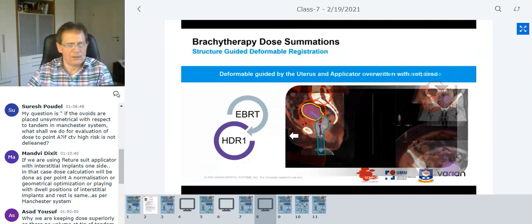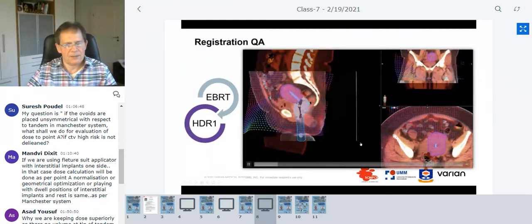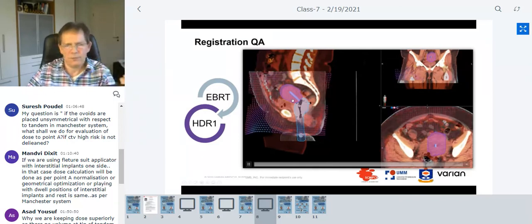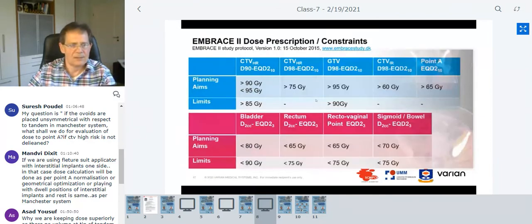But if you do a deformable registration guided by the organ and by the applicator, as shown here, then you see that we can match external beam and brachytherapy anatomical structures. And then, of course, if we do a biological weighting of our doses, which has been shown before, EQD2, then we can add the dose and sum it up. Now, this is, let's say, an advanced technique to do that, but in principle, this is possible.